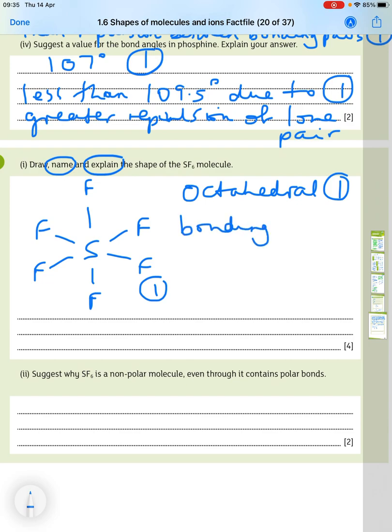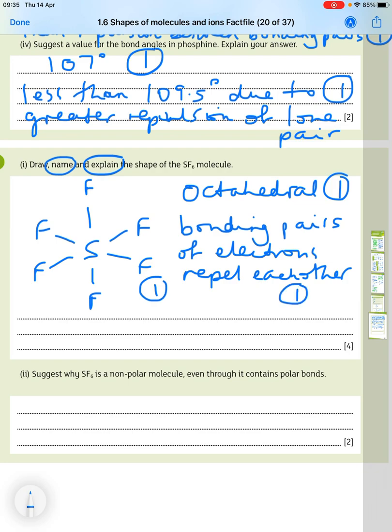And then you need to talk about the bonding pairs of electrons, and they repel each other. That's for 1 mark. And the final mark is to be as far apart as possible. So that's 4 marks. So remember, if you're asked to do different things in the question, like draw, name and explain, you have to do all of those things to get the full marks.